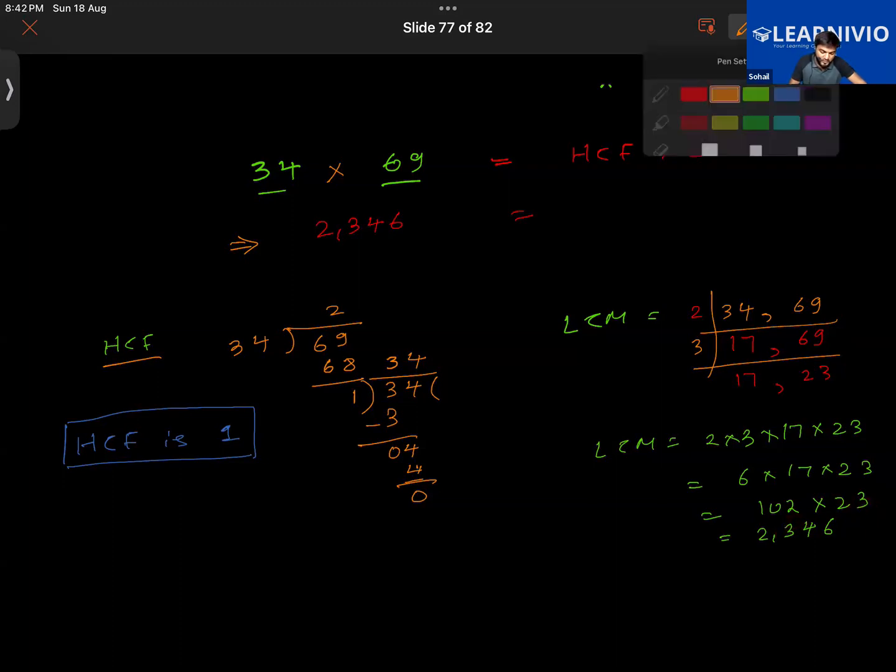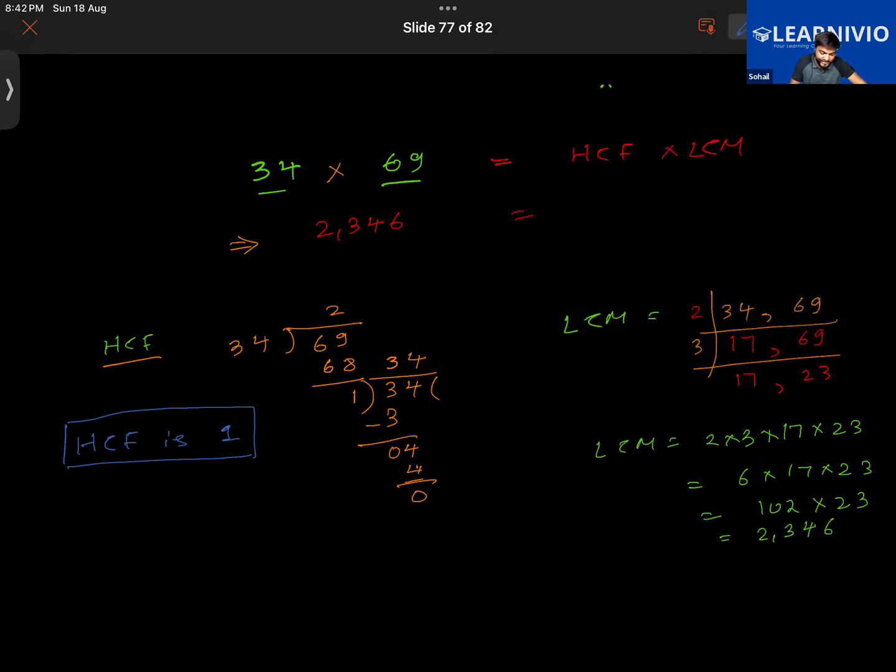2346. Okay, so what HCF have we calculated? HCF is one. LCM is 2346. So their product is basically the same, 2346. Aren't we getting the same value? So here what we have done is we found HCF and LCM separately, then we multiplied them and we are getting this 2346. So this basically proves this law.